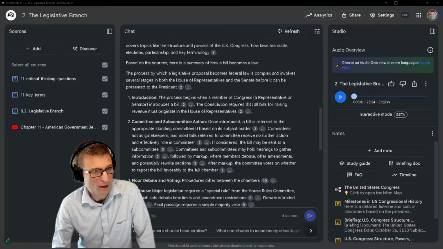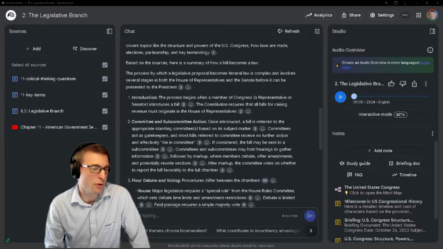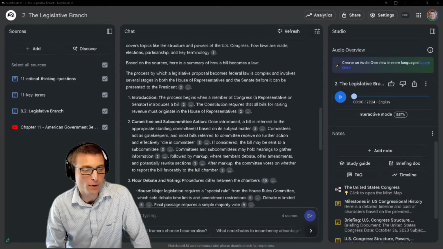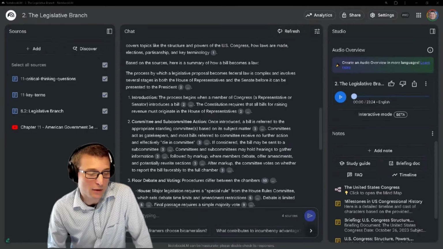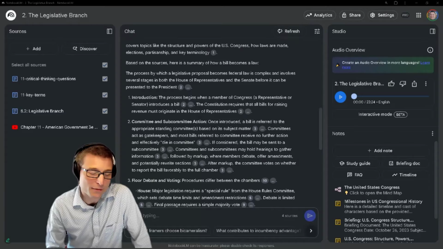Committee action. Committees, and often their subcommittees, hold hearings, gather information, debate the bill, hold markup sessions where amendments are added or subtracted, and vote on whether to report the bill to the full chamber for consideration. Most bills die in committee. And we move on to floor action.